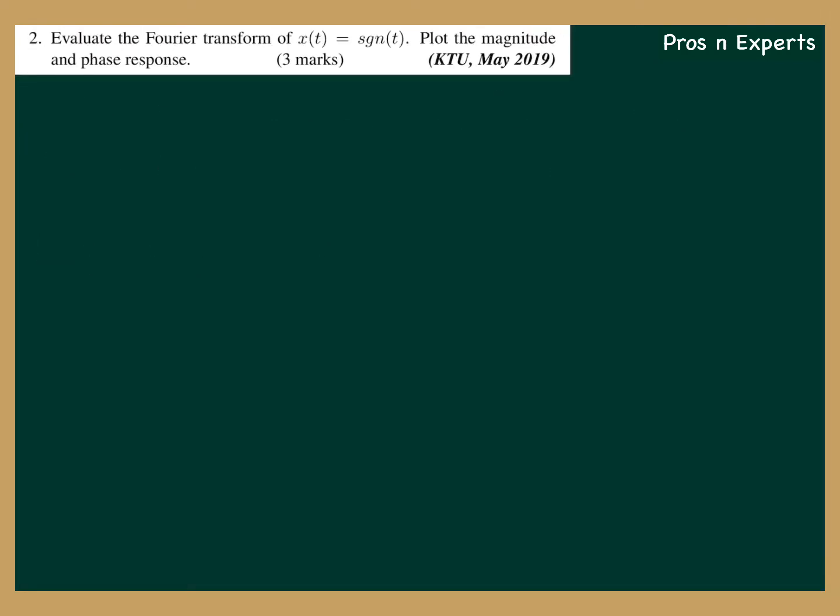Okay, the next question is: evaluate the Fourier transform of x(t) equal to signum of t, and plot the magnitude and phase response. You know what signum of t is? Signum of t is a signal. It's a signal like this.